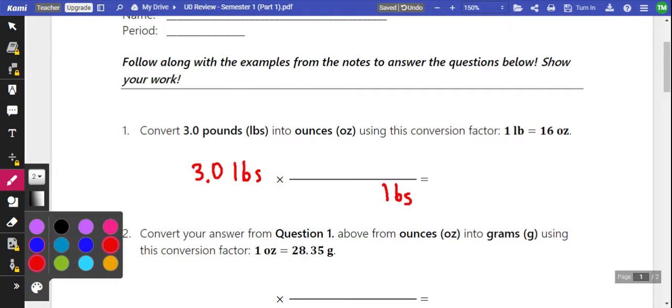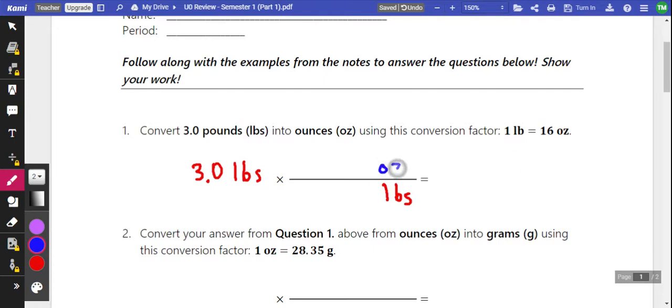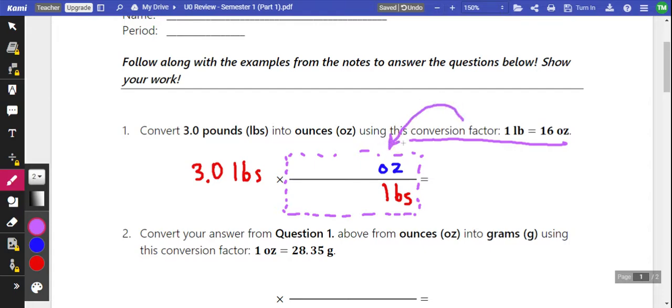Now what I want to get to and what I want to keep is the ounces unit. So I'm going to put that on top here. Once the pounds go away, the ounces are left. So all I need now is a relationship between ounces and pounds, and I need to make sure I put the numbers in the right places. We have this conversion factor that 1 pound is 16 ounces. I have pounds on bottom, so it cancels out. So I'm going to put the 1 pound down here. My 16 ounces is going on top with the ounces unit.